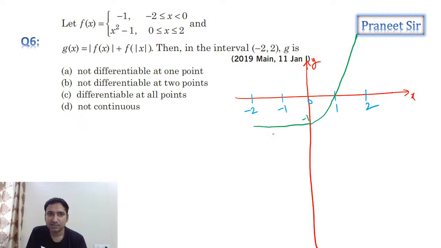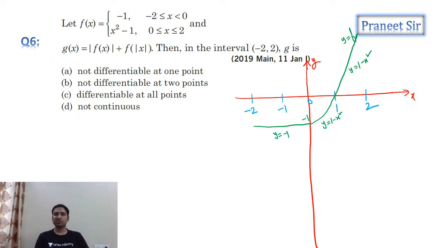So now let's take it like this. This is y equals minus 1. This is y equals 1 minus x square. This is what we're getting. This is y equals f of x, guys. This is the y equals f of x graph. Now we need to draw the mod f of x graph. Let's calculate mod f of x now.